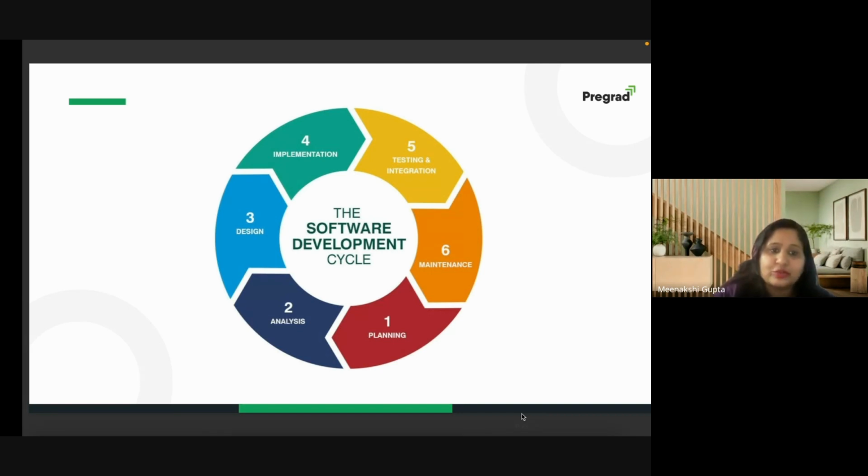Second is risk management. It helps identify and mitigate risks early in the development process. While planning and analyzing, we can identify the risks and make sure that we do not fall into those risks. If we don't plan wisely, if we don't analyze properly, there is a chance of high risks and high failures happening in the system.